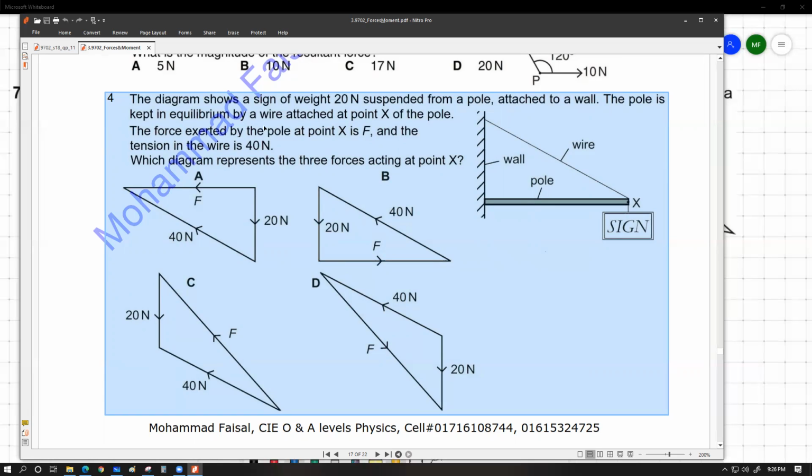So, it is kept in equilibrium by the wire attached at point x of the pole. The force exerted by the pole at point x is F, and the tension in the wire is 40 newton. Which diagram represents the three forces acting at point x? So এই x পয়েন্টে তিনটা ফোর্স কি কাজ করবে?